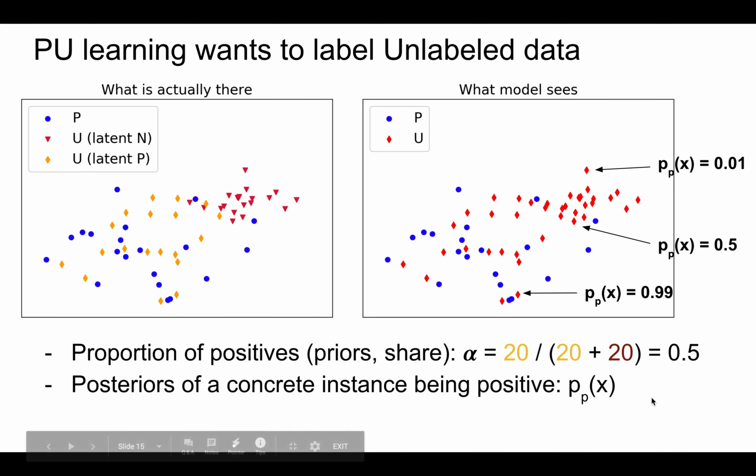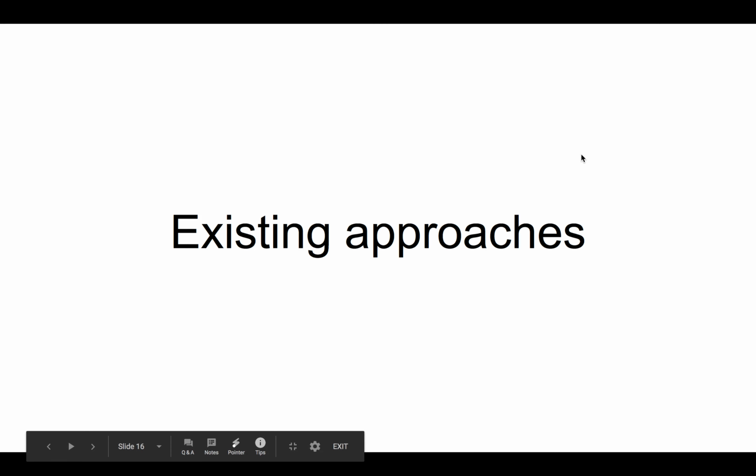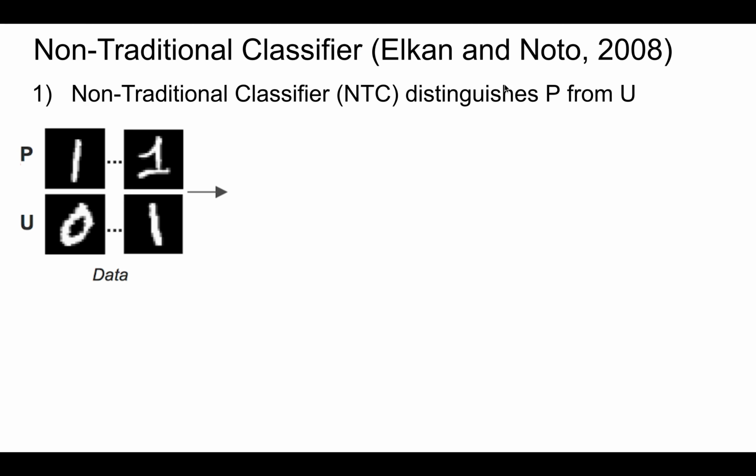Now, the methods that solve these two problems, I'm going to talk about two such methods. One was proposed in 2008 by Elkan and Noto. And this is based on a non-traditional classifier. What is NTC? It's just any classifier, like a neural network or SVM or any other classifier, that distinguishes positive data from unlabeled data.